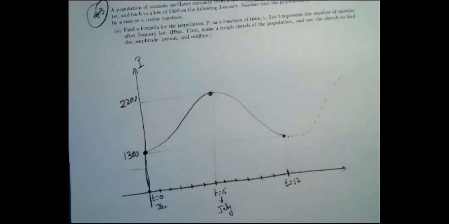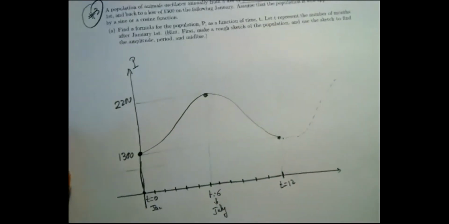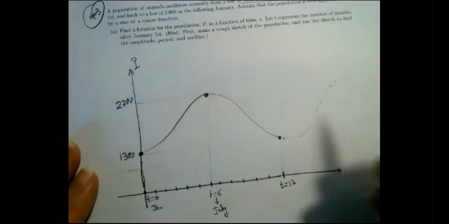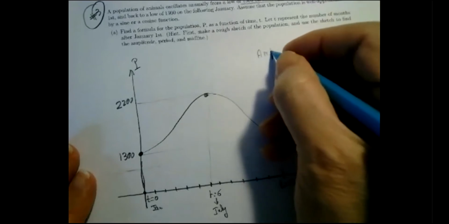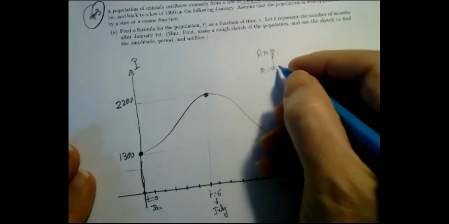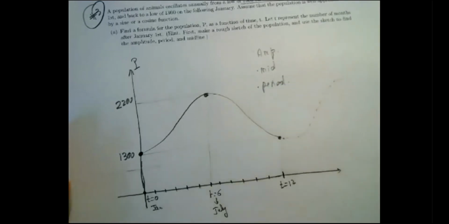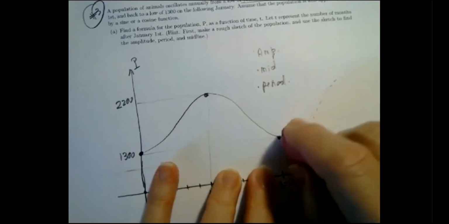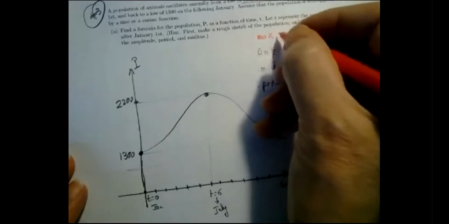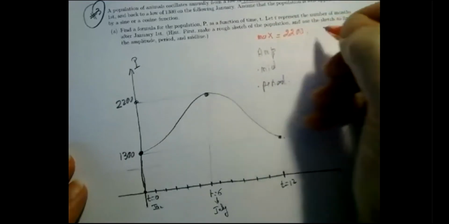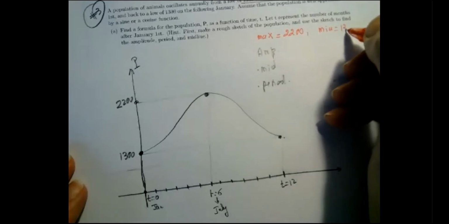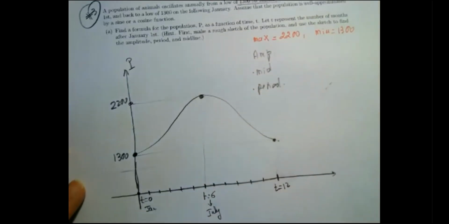So now the question is, find a formula that will fit this population that is oscillating. And we're going to do it exactly the same way. We're going to find the amplitude, the midline. We find the period, which will allow me to find the B. And then, is it a sine, is it a cosine, and so on and so forth. So let's do that. First, what is the amplitude? To find the amplitude, we always have to know the maximum value, 2,200, and the minimum, which is 1,300. Okay, so what's the amplitude?